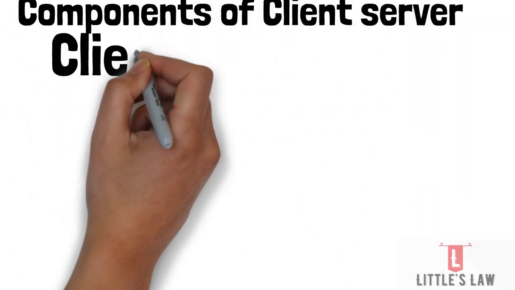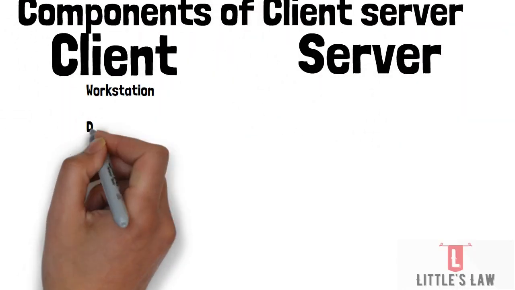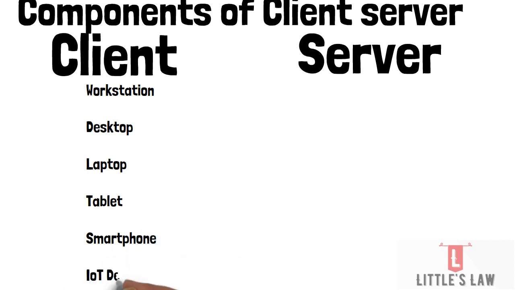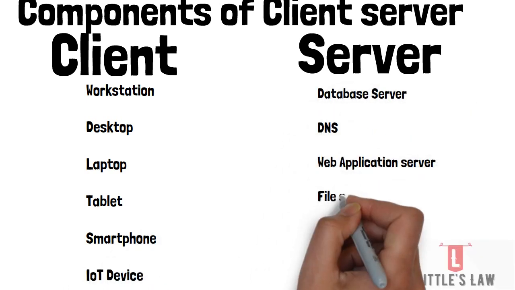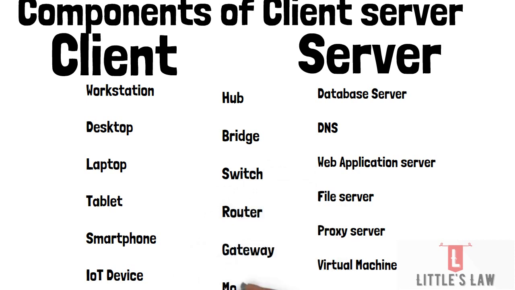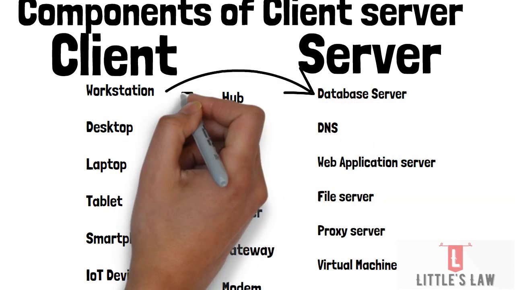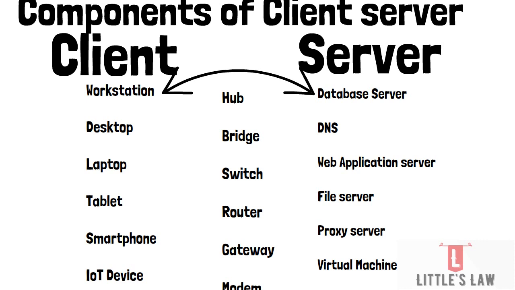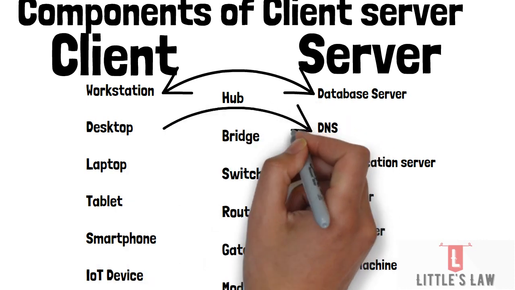So let's now see what the components of a client server are. All client server frameworks contain three primary ingredients: the client, the server, and then the networking device to connect the two segments. And let's now see some examples.